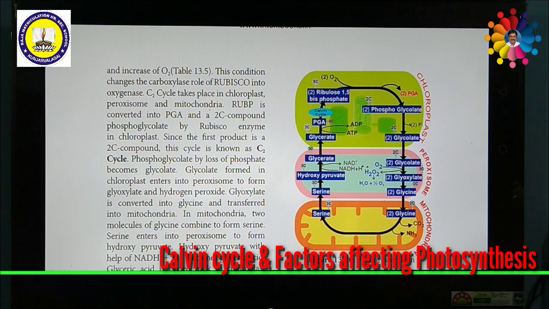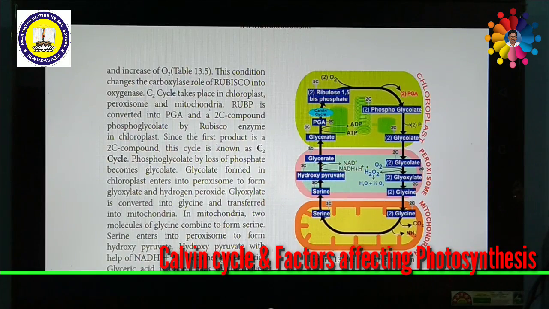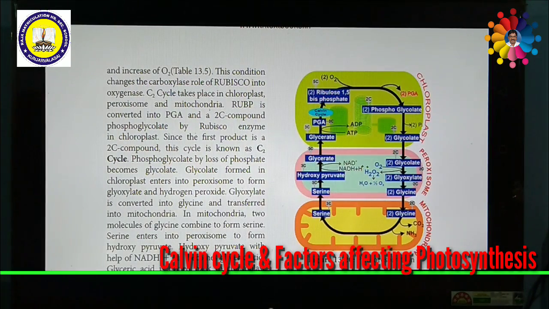In photorespiration, hydrogen peroxide, H2O2, is produced, but hydrogen peroxide is not produced during dark respiration. End product of photorespiration is carbon dioxide and PGA, but end product of dark respiration is carbon dioxide and water. So these are the main differences between photorespiration and dark respiration.